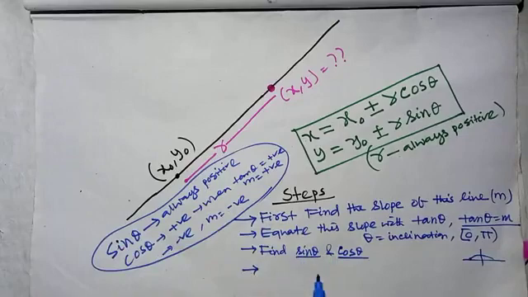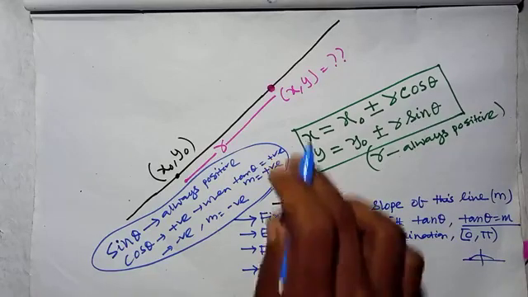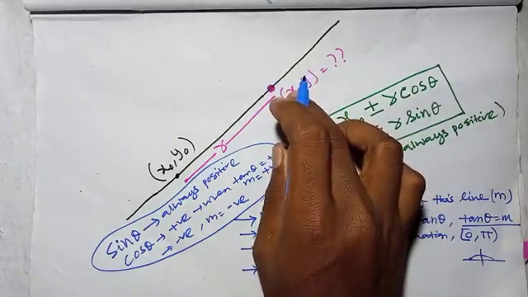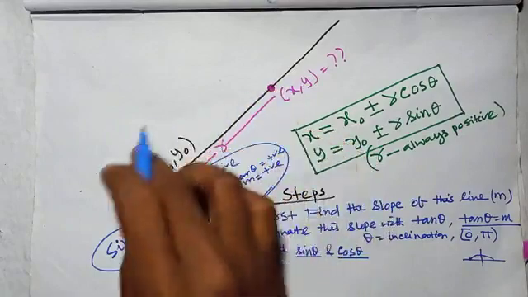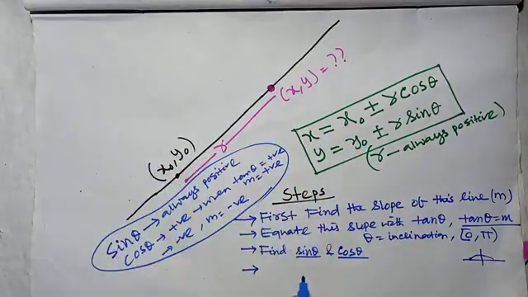So next you have to check whether this point lies to the right of this point or to the left of this point. Then you have to check.